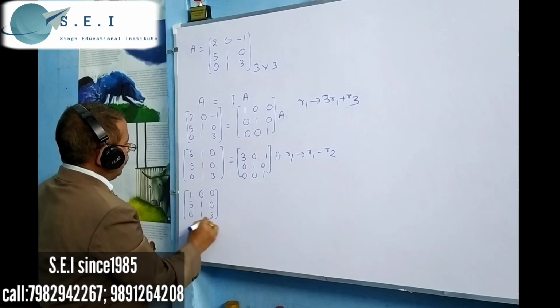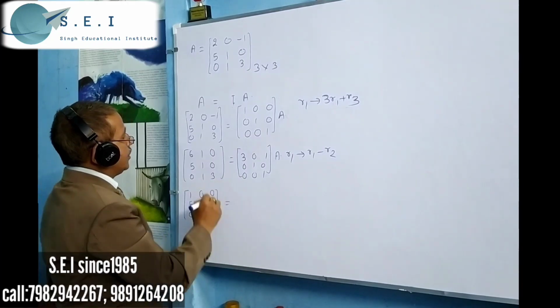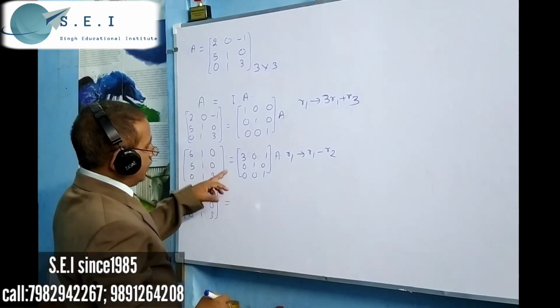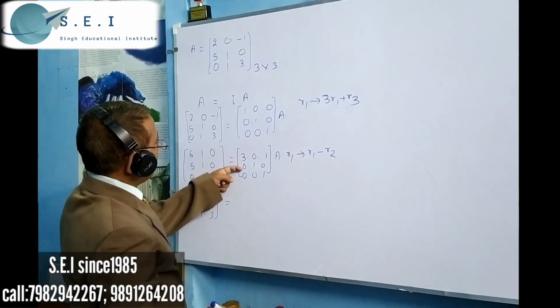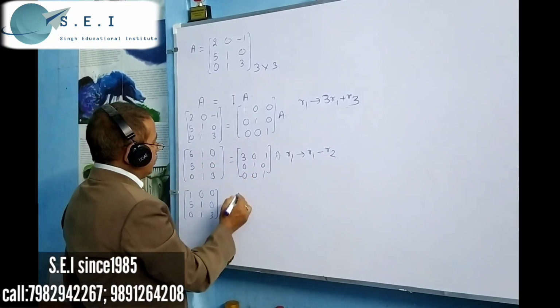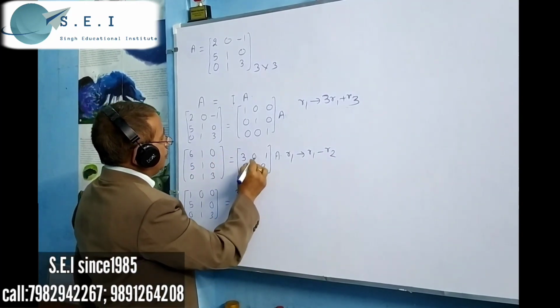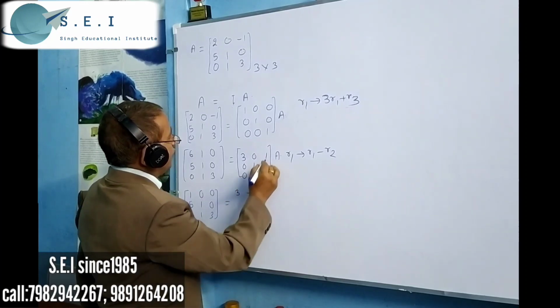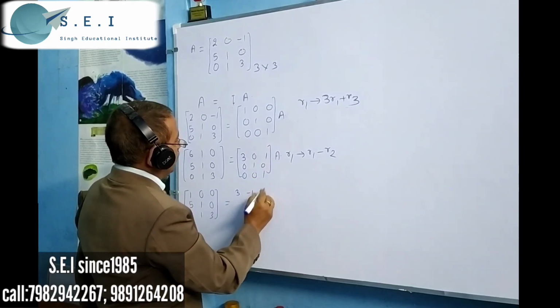The same operation is performed on the RHS, R1 is equal to R1 minus R2. Thus 3 minus 0 is 3, 0 minus 1 is minus 1, 1 minus 0 is 1.